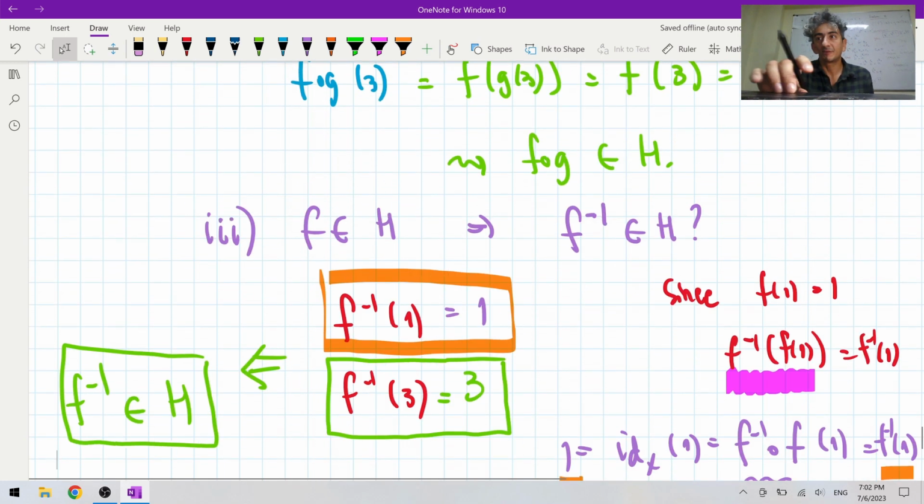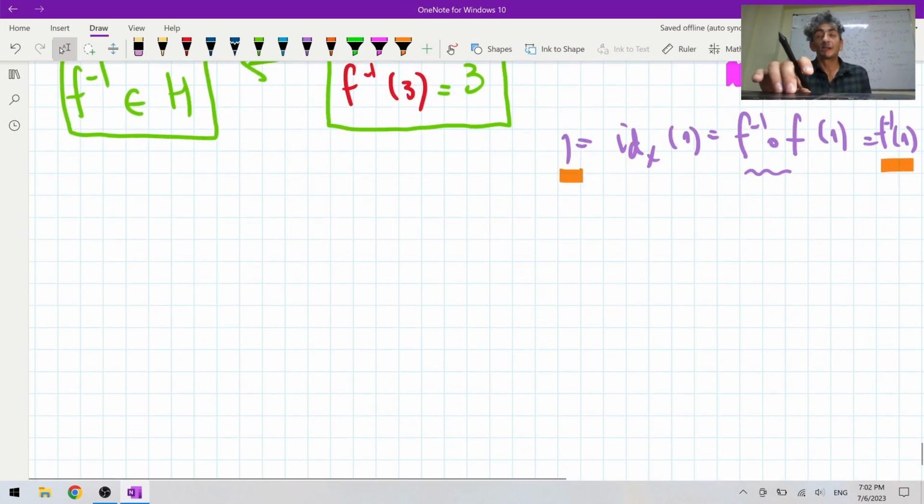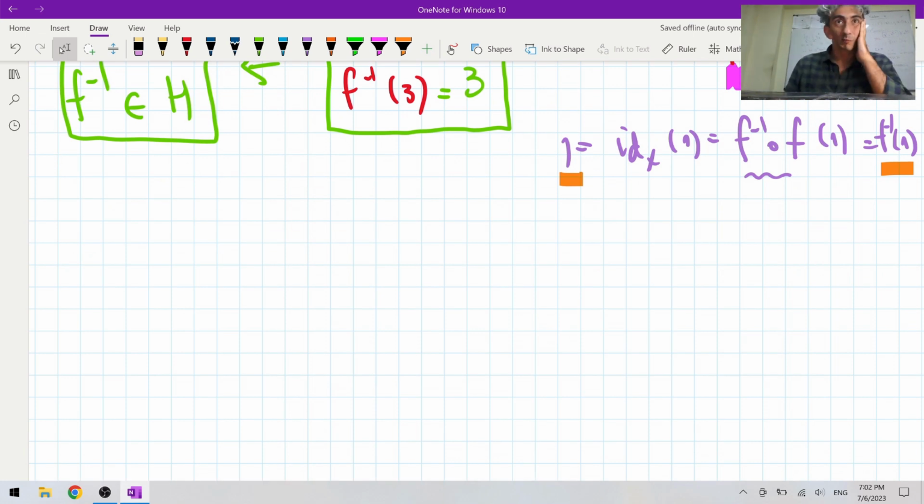That's awesome. Okay, so we have one more example of a subgroup, which is an important example.